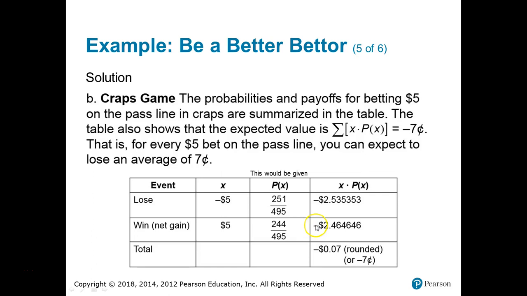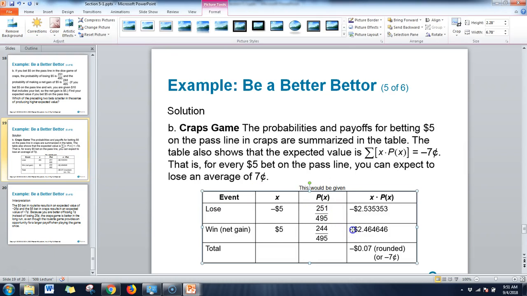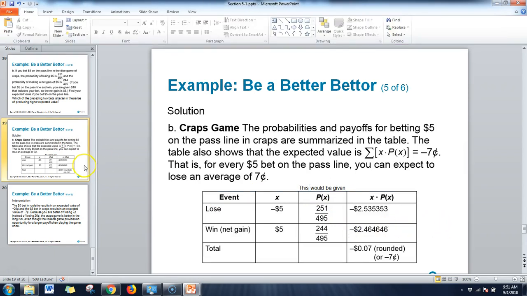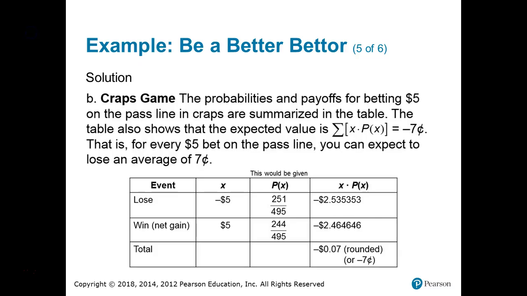And this should be positive. That's not a negative value. Let me see if I can change that right now. Nope, it's a picture. For the record, that mistake was not by me. That was by Pearson. So sorry about that. One more time, this should be a positive value. A positive times a positive is not a negative. I don't know how they made that mistake.